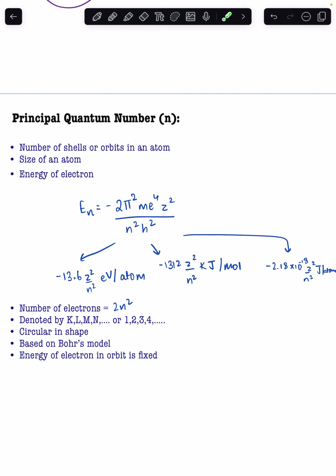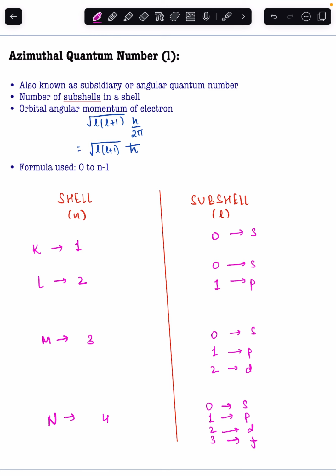Alright, so now let's move on to the next quantum number. Azimuthal quantum number. It is also known as the subsidiary or angular quantum number. It denotes the number of subshells in a shell. It also denotes the orbital angular momentum of an electron, which is given by the formula root of l(l+1) h by 2 pi. l is this, obviously, and h by 2 pi is denoted by this symbol, like a little h with a cut on the top of it, right?